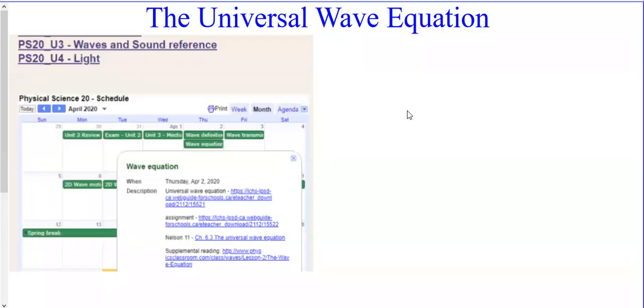Today's lesson is going to be basically a math lesson. It's about the universal wave equation. So it's a standard equation that applies to all waves and waveforms. It's a nice, simple little equation. You shouldn't have too much trouble with it mathematically.